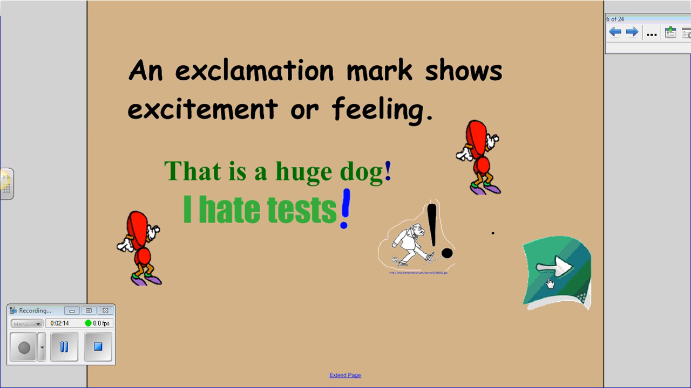The next end mark is an exclamation mark, and this shows excitement or it shows feeling. So please make another bullet, write exclamation mark, and then for your definition, write shows excitement or feeling. Then I'd like for you to go ahead and write down one of these examples. That is a huge dog! Maybe that person was excited to see such a big dog. Or you may use an exclamation point after you say a sentence like, I hate tests! Well, that's a feeling that you have.